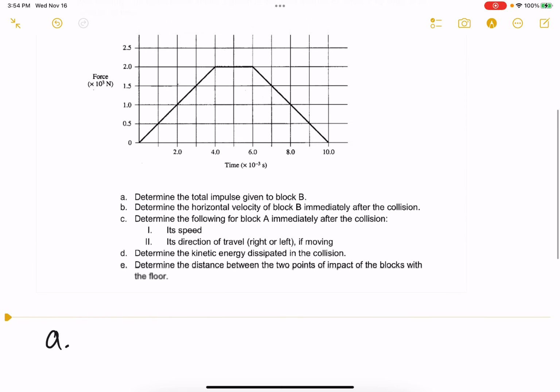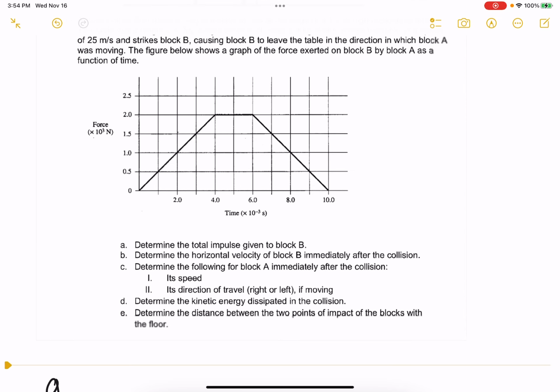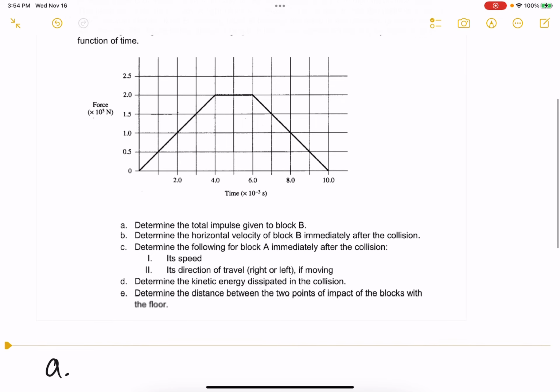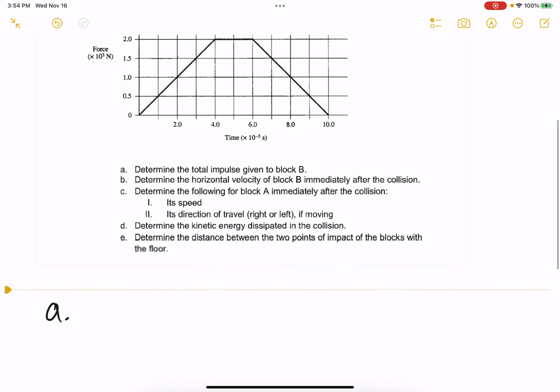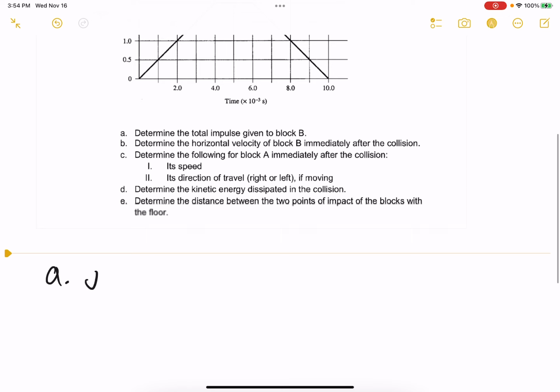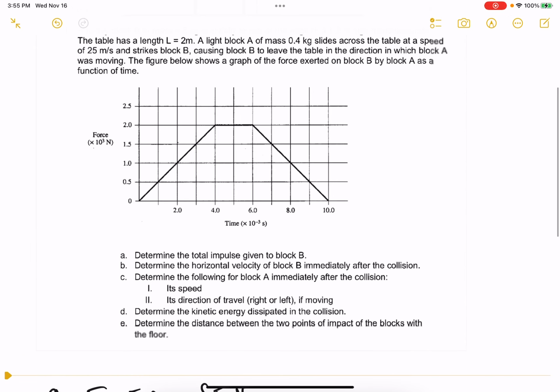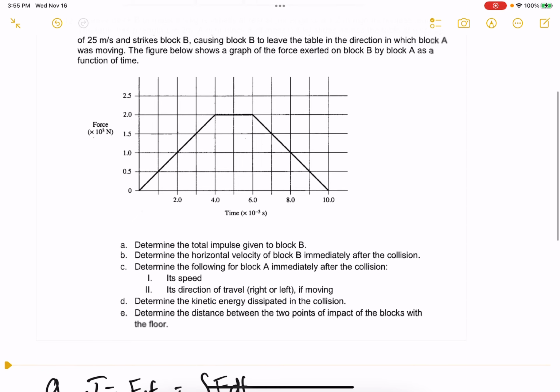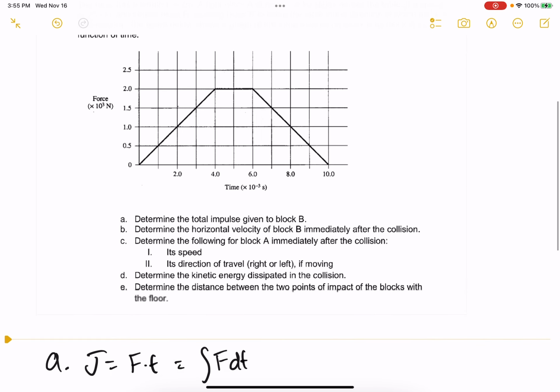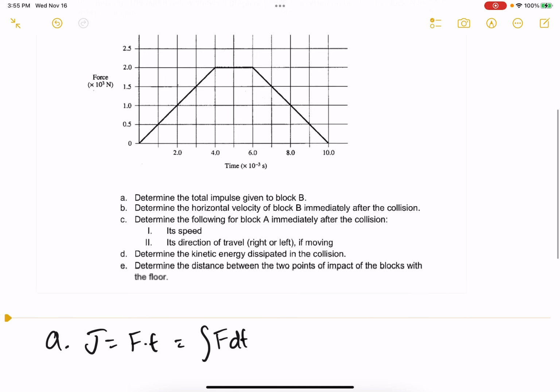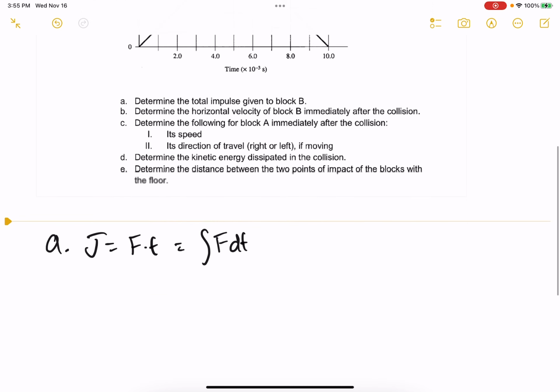Okay, so we have this lovely graph, and we're going to try to figure out the impulse, right? So impulse just equals what? It's force times time, but remember the calculus definition is what? The integral of force dt. And so what we're really looking for in this graph is what? Yeah, we're looking for the area under the curve, okay?